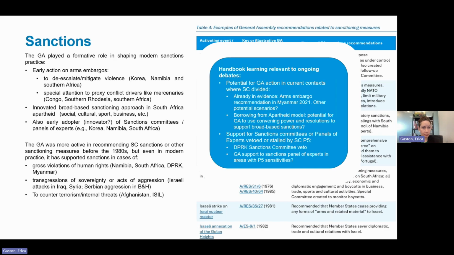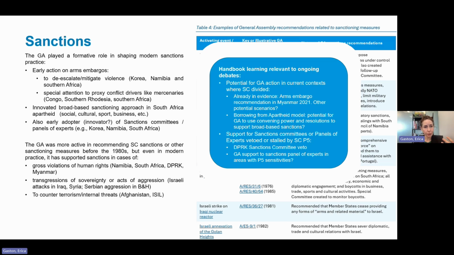I think I'll just give one more example from the sanctions and then allow space for questions, because I think the sanctions are also quite interesting. So again, reminder, all GA recommendations are not mandatory, not binding. They can't introduce mandatory sanctions. They can only recommend sanctions that the Security Council introduce them or other member states or other actors take sanctioning measures. Nonetheless, the GA has had a really interesting and formative role in shaping modern sanctions practice, from some of the earliest action that helped to develop this practice of how sanctions could help to de-escalate or mitigate violence. So really early cases back to Korea, in Namibia and Southern Africa.